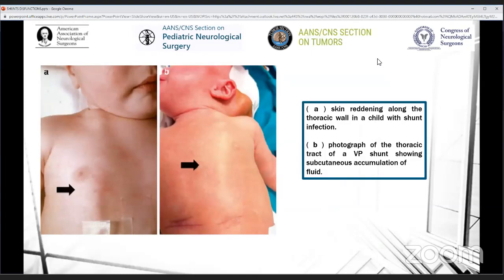Thank you. So in these images, we can see in this child skin erythema along all the thoracic wall. This is an indirect sign of an infection along the tract of this shunt. And in letter B, we found another patient with subcutaneous accumulation of fluid. It is different from the previous photograph because we found it white. The tract is very different along this thoracic area.